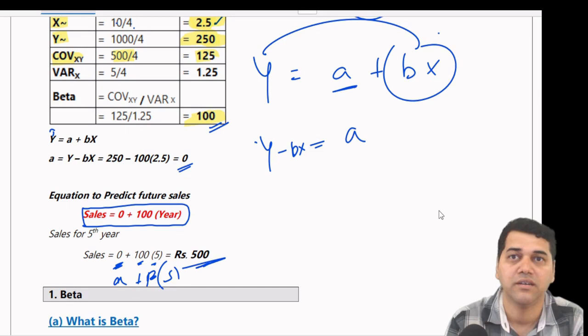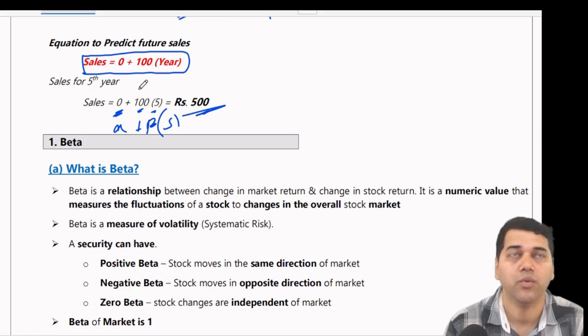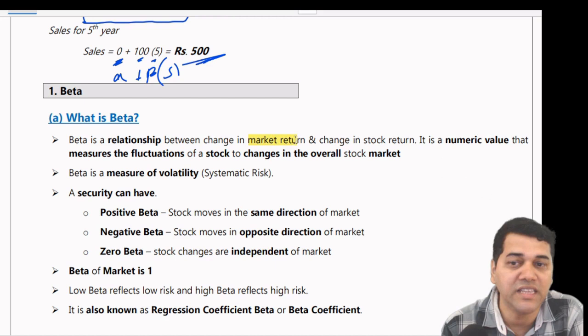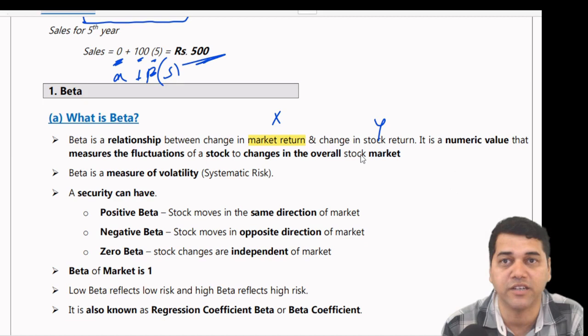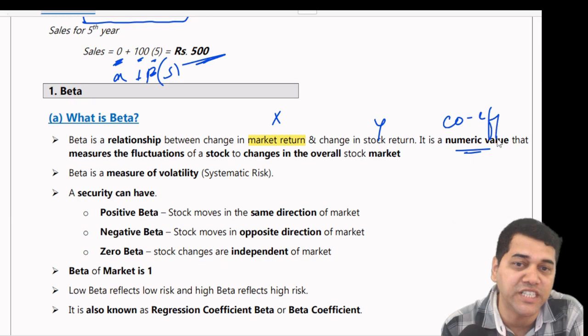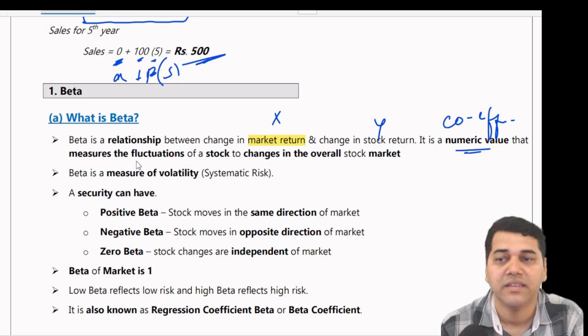These are all statistical. Now, let us come to the beta. What is beta? Beta is the relationship between a change in the market return, which is x, the independent return, and a change in the stock return, y. I think now you should be in a better position to connect to what I am trying to tell here. It is a numeric value. It is a coefficient that you multiply by one independent variable, measuring the fluctuation of the stock due to change in the stock market. And it is a measurement of volatility.